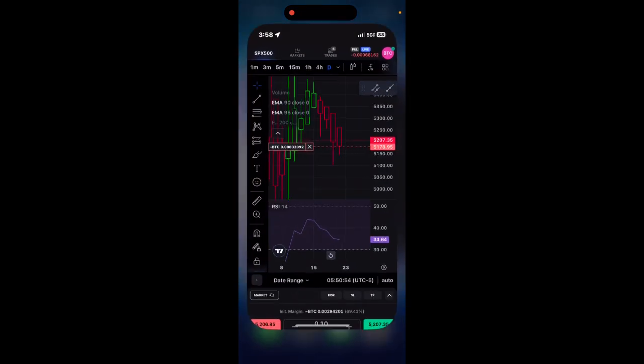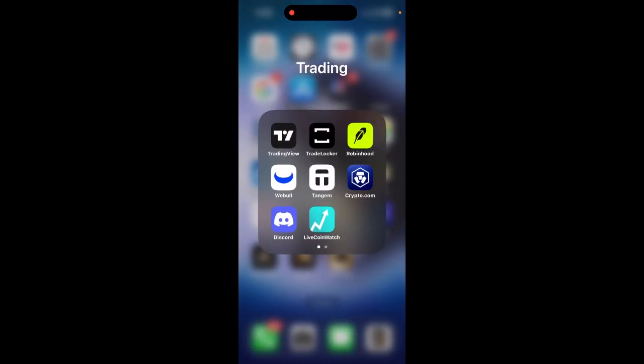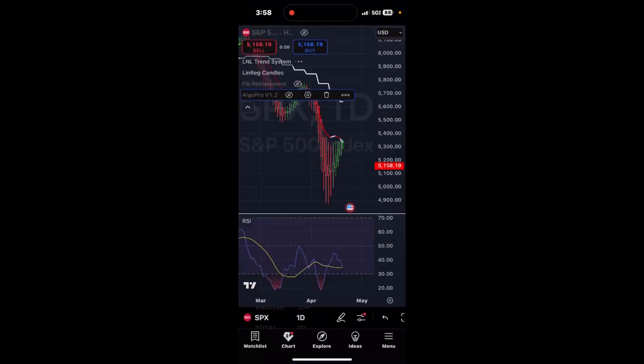Once you're done with that, it's going to show up in your Trade Locker. You see I have a little bit of a BTC balance. And so basically what you want to do for this strategy is we're going to be focusing on the S&P, and we're going to be looking at some general numbers here.